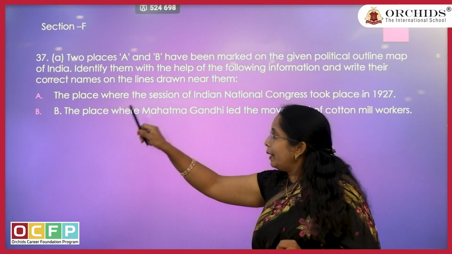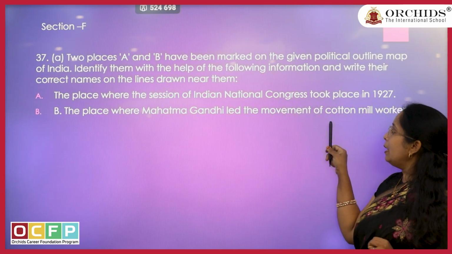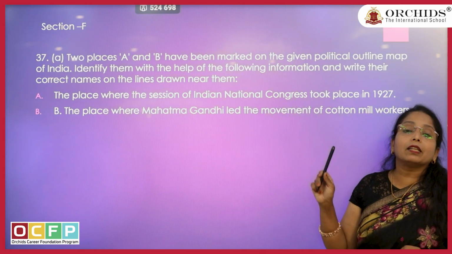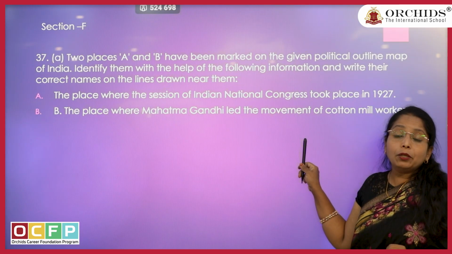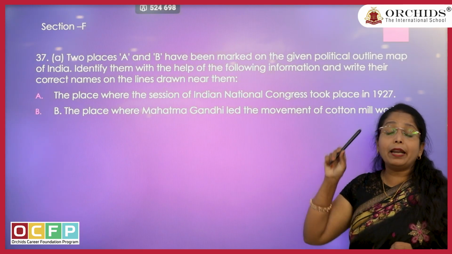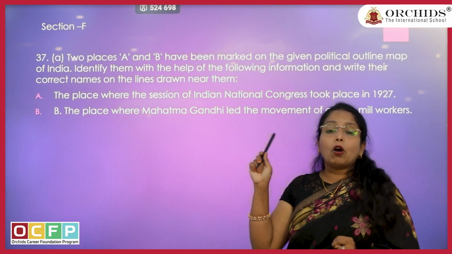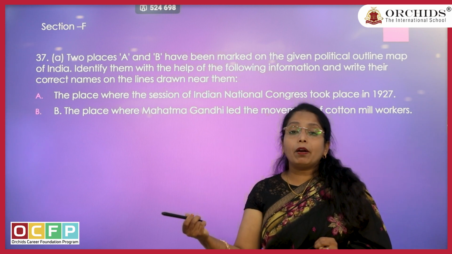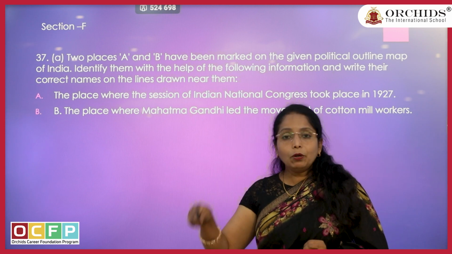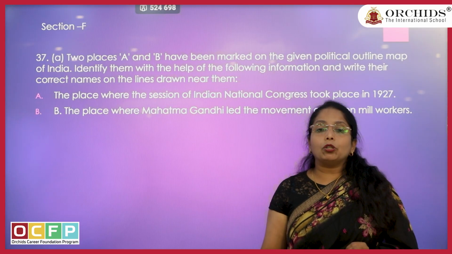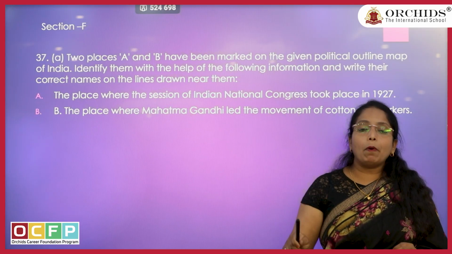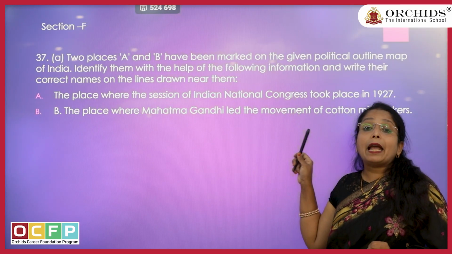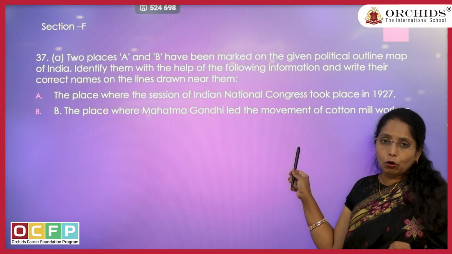Second is the place where Mahatma Gandhi led the movement of cotton mill workers. It is very important to recall your knowledge of cotton. The important place where we grow cotton is Gujarat. In Gujarat, even today, Ahmedabad is very popular for cotton production, mills and cotton cloth.